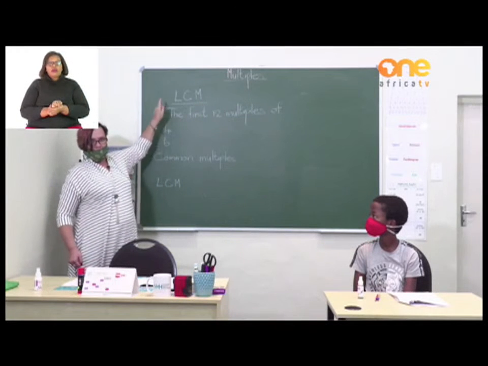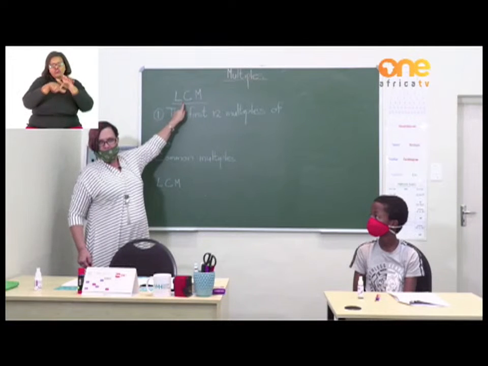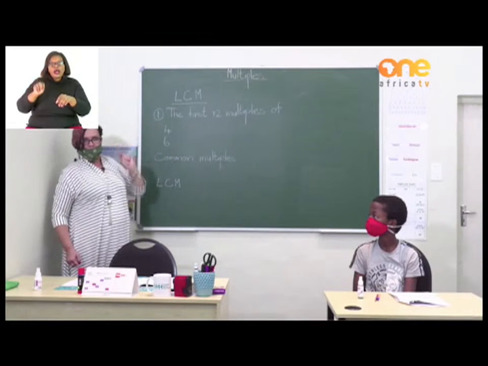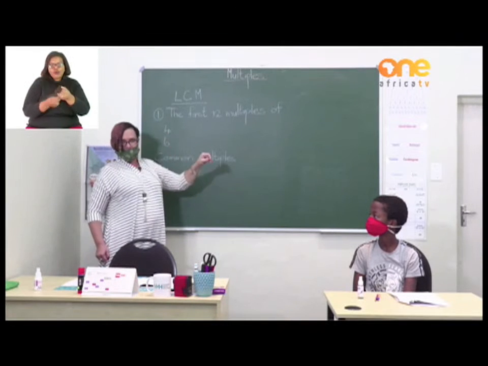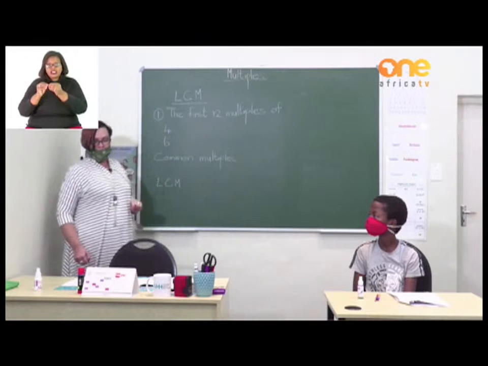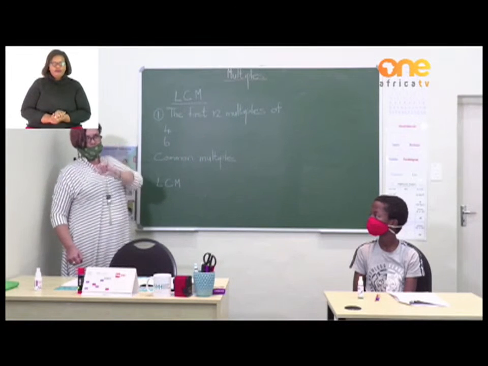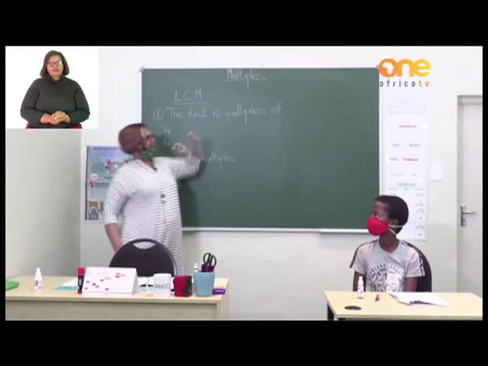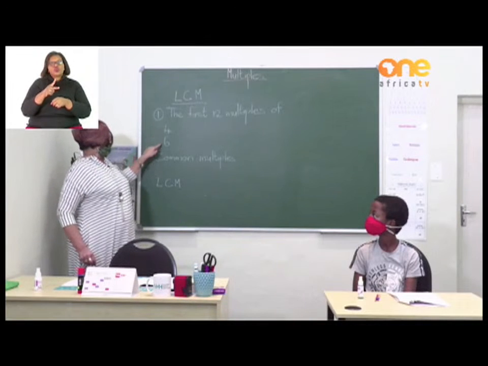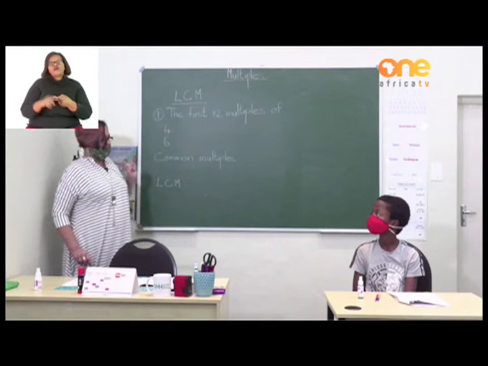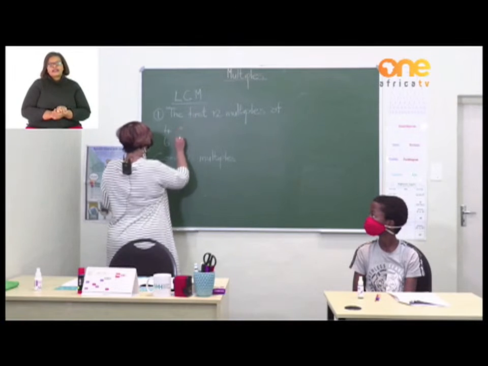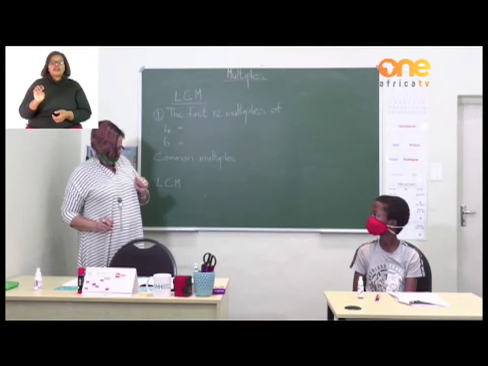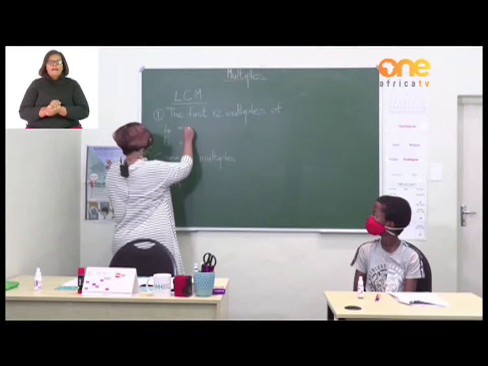Let's revise quickly. Lowest, meaning the smallest number. Common, the numbers that we find in both multiples. And a multiple is the answer we get when you multiply a number by another whole number. Now the first 12 multiples of 4 and 6. Let's find the multiples of 4 first. Can you help me out here? The multiples of 4, where did we start?